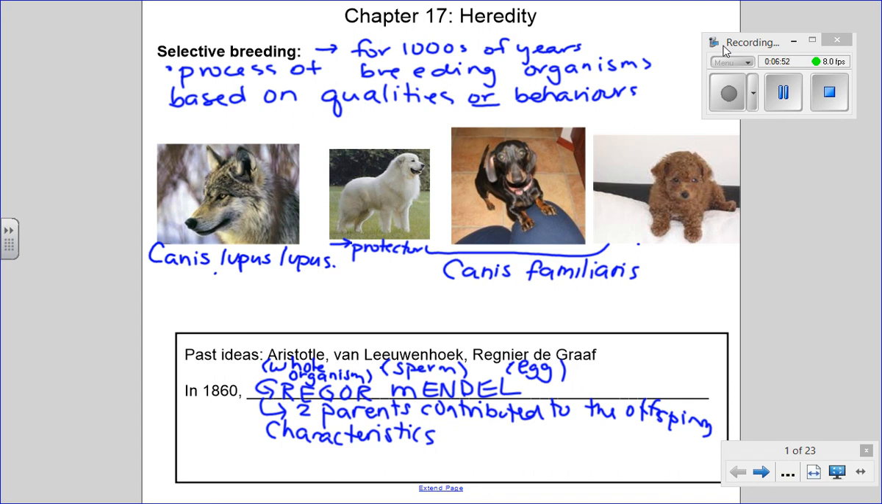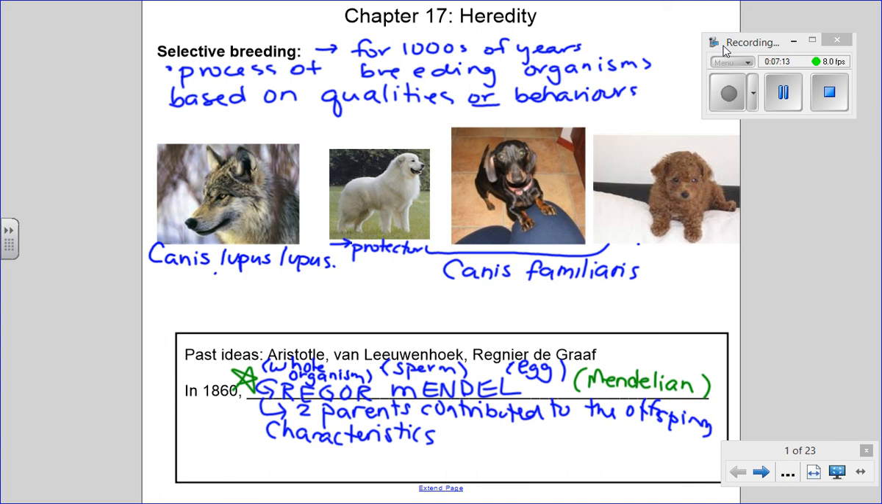So Mendel's name is the one that is the most important. We'll often use Mendel as an adjective. So we'll use the word Mendelian as an adjective to describe this type of genetics. So he's a pretty famous guy. His name will definitely show up in a question.